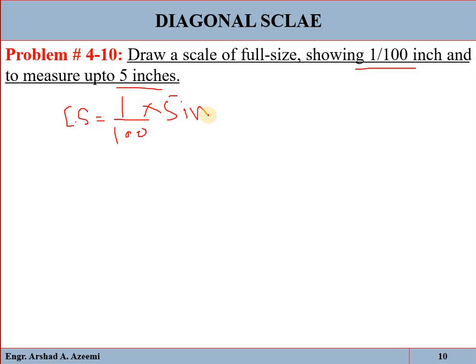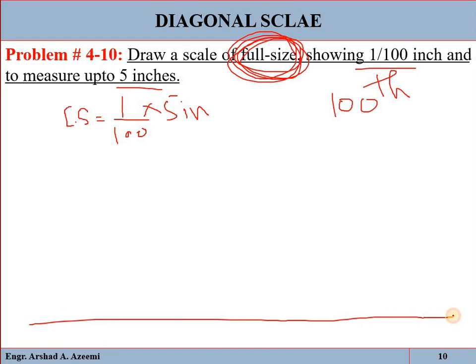So actually we have to draw a full size scale. It means that we have to measure up to the 100th part of an inch. Just draw a line of 5 inches and divide it into 5 equal parts.